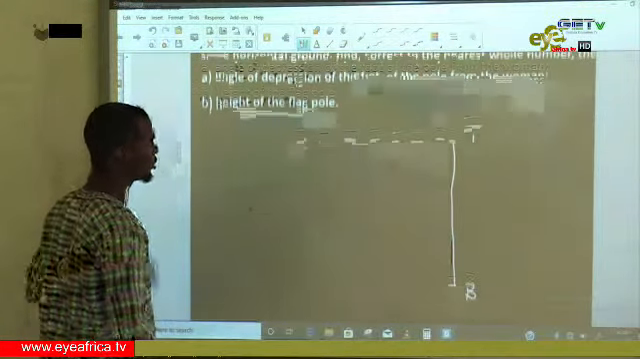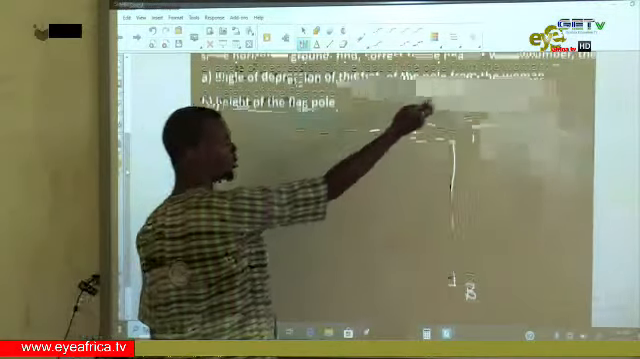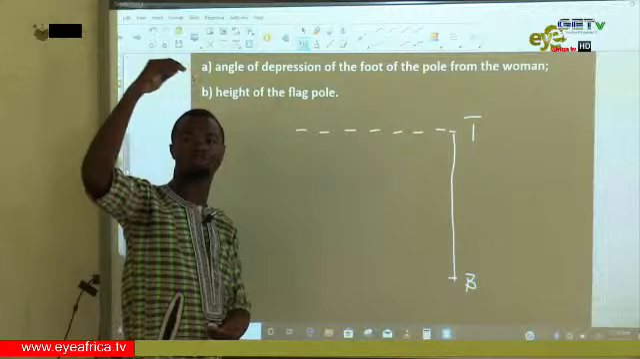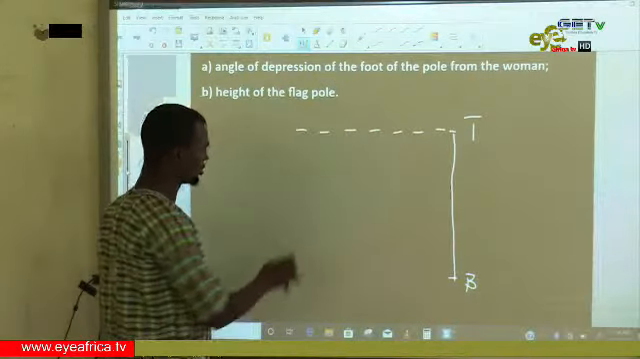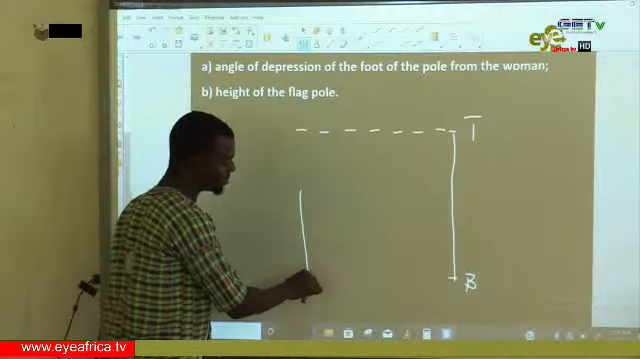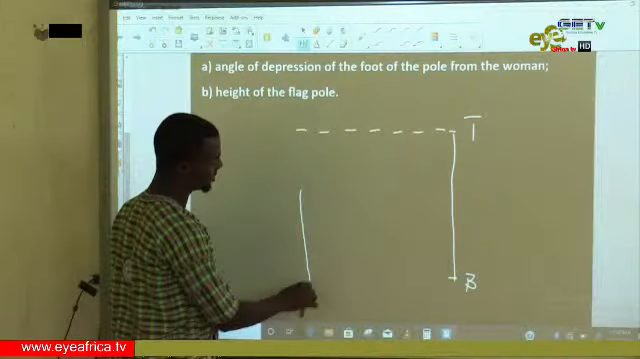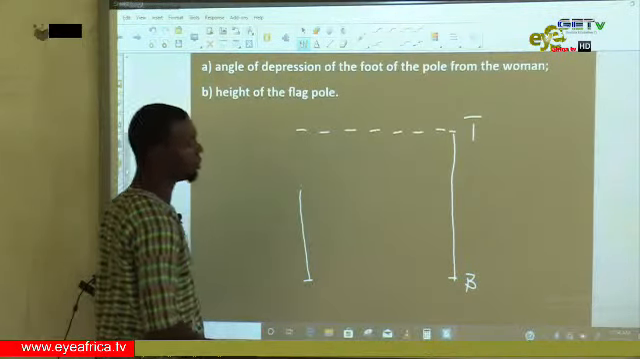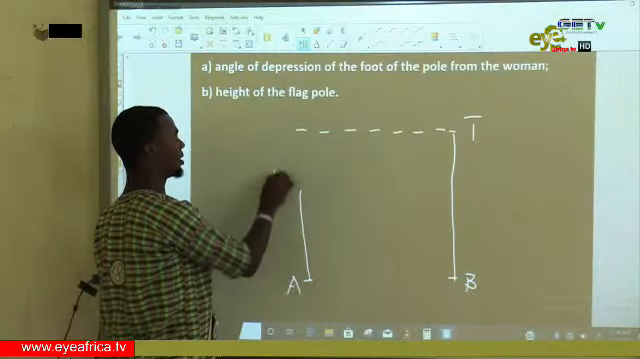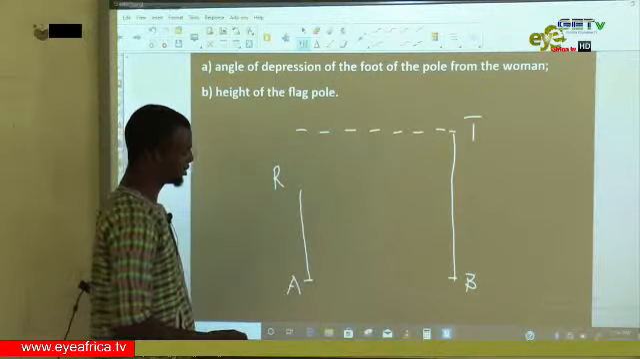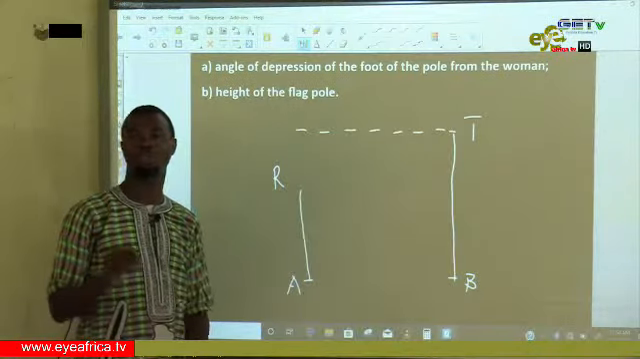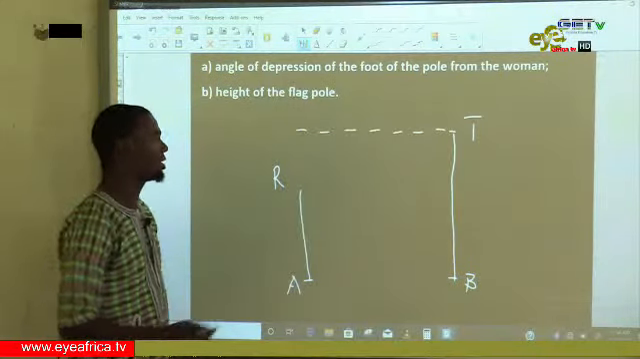Of the top of a pole, meaning the woman, where the woman is at the window of the building, is above the top of the flagpole. So we have the pole here, standing on the same horizontal ground with the building. This is the base of the pole. Let's call that one P. And this is the top of the pole. Let's call it R.